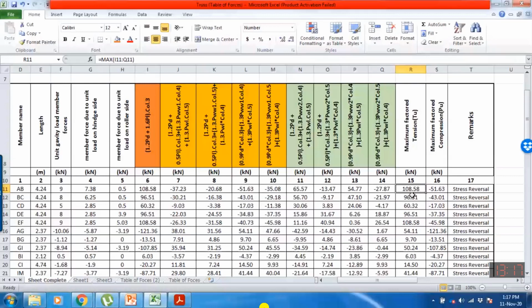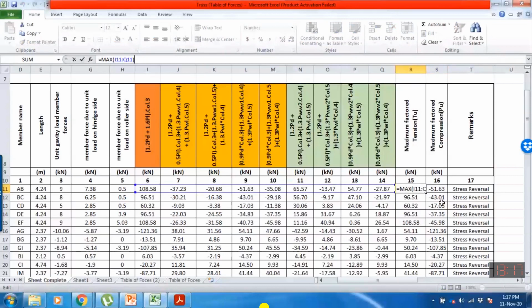And in the second column, or column number 16, you will write down the maximum compressive force, which is the maximum value with negative sign. And obviously that is this 51. So you can use the formula maximum out of these columns, and here you can use the formula minimum out of these columns.